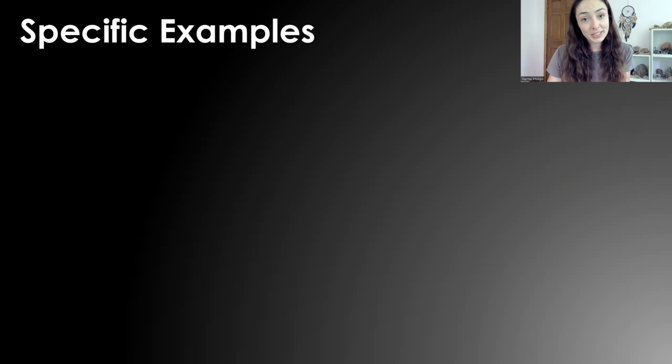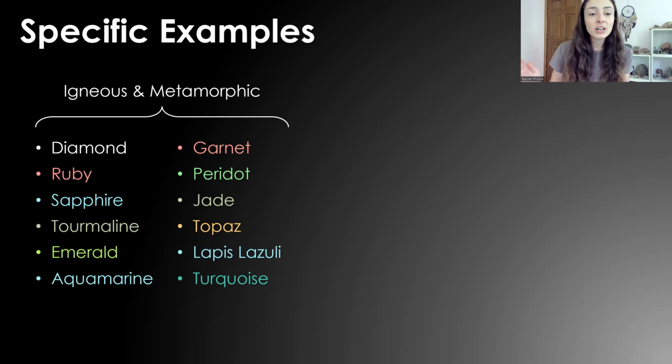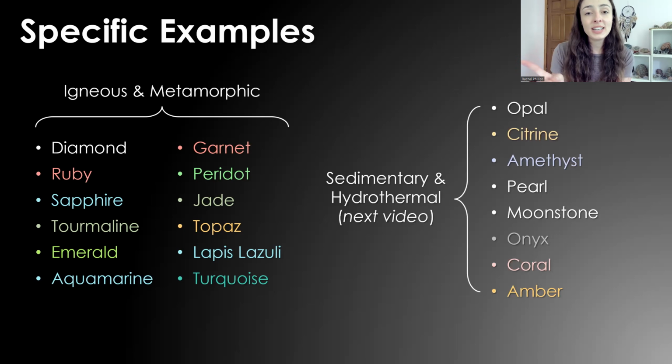So getting to the specific examples for this video, we will talk about diamond, ruby, sapphire, tourmaline, emerald, aquamarine, garnet, peridot, jade, topaz, lapis lazuli, and turquoise. And for the next video, we will go over opal, citrine, amethyst, pearl, moonstone, onyx, coral, and amber.